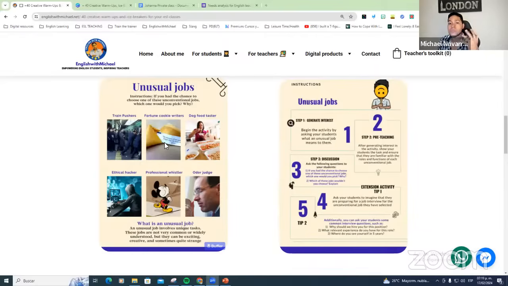Which of these jobs would you like to choose and why? Or maybe, what are the functions of a train pusher?